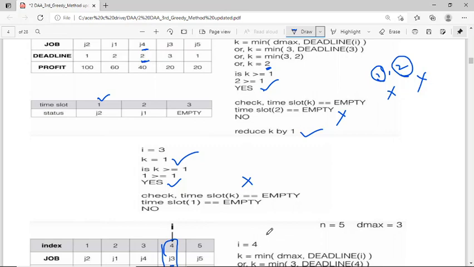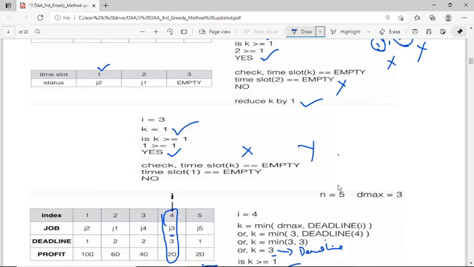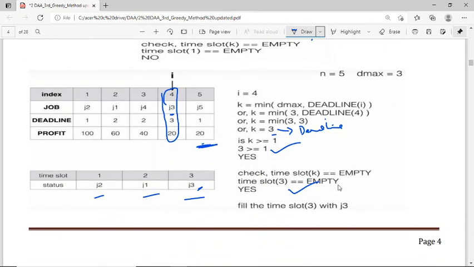It is not empty. Time slot 1 is also not empty. So we cannot add this. Okay. So here, the next one, index I is equal to 4, and K is equal to 3.